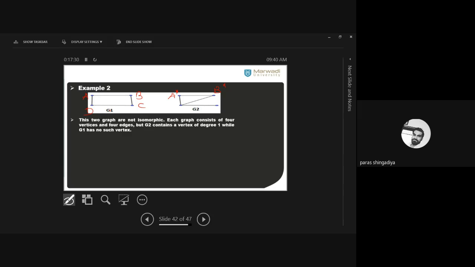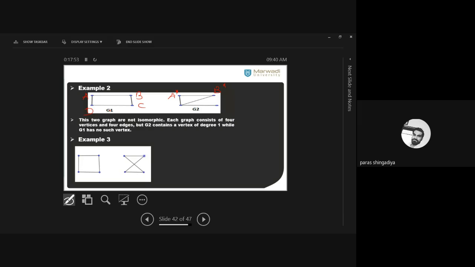So the 2 graphs are not isomorphic. Each graph consists of 4 vertices and 4 edges. But G2 contains a vertex of degree 1, while G1 has no such vertex. That is also one reason that you can mention here. G2 has one vertex of degree 1, while in G1 there is no such vertex with degree 1.